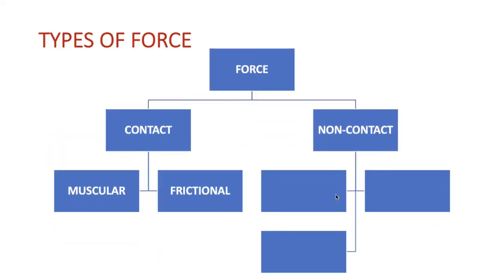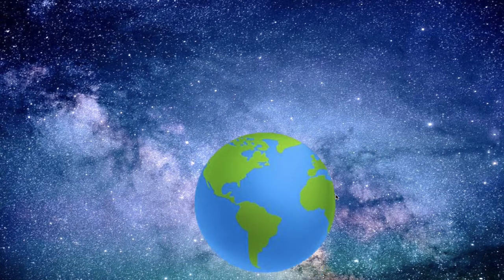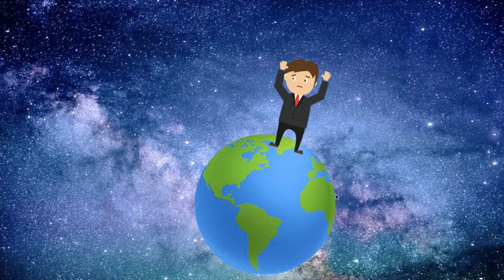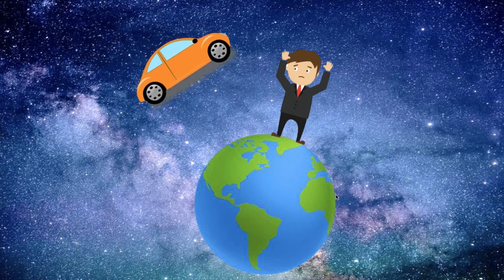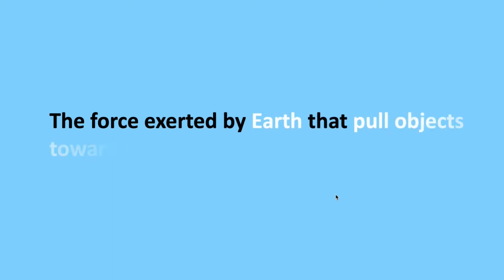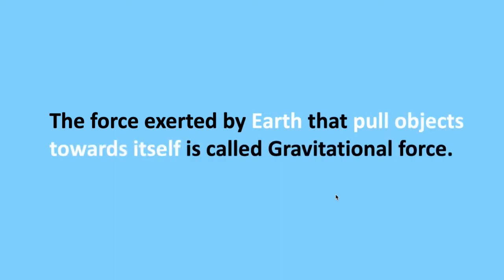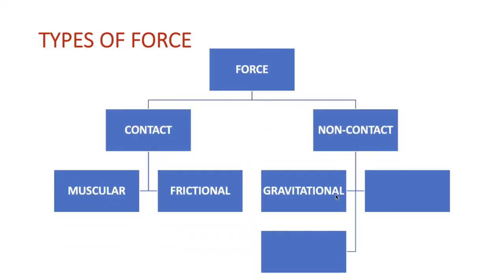Under non-contact force, we have mainly three categories. The first one is gravitational force. We all know that the earth pulls objects towards itself, and this is called gravitational force. The force exerted by Earth that pulls objects towards itself is called the gravitational force.